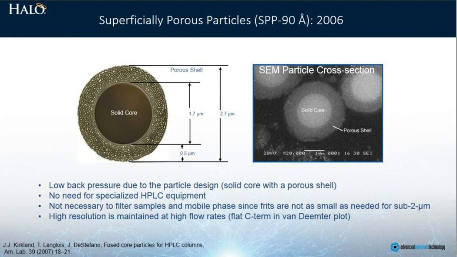But the real purpose of this particle design was that we would be able to obtain high-resolution chromatographic separations while maintaining efficiency at high linear velocities. That is, there's a flat C term in the Van Deemter relationship. There's limited band dispersion as linear velocity is increased. So we maintain high efficiency with high throughput separations.